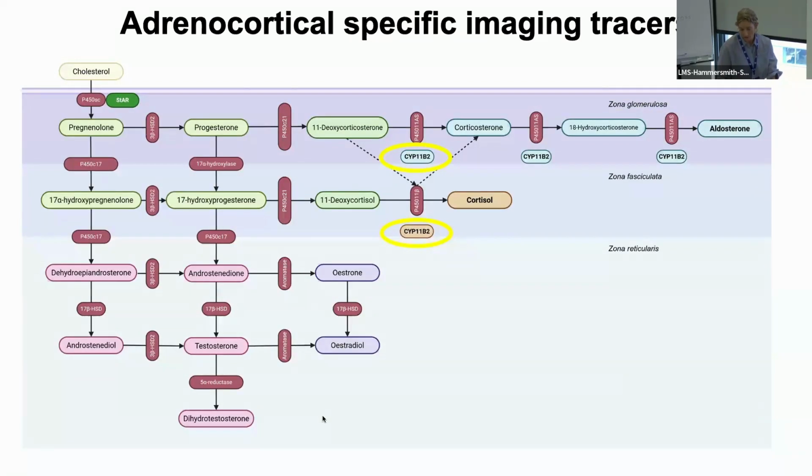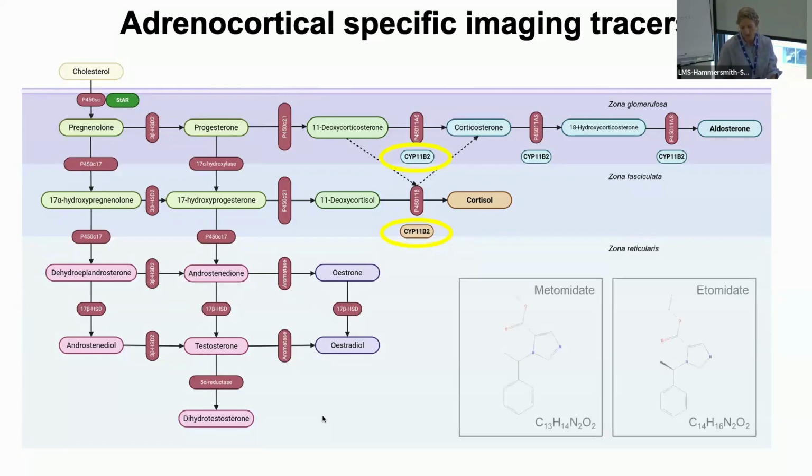This morning, we've heard a lot about adrenocortical specific imaging tracers, including those that bind specifically to CYP11B2, but then also those that bind to both CYP11B1 and CYP11B2. So these are 11-C-metomidate and 18F-CETO, which has now largely replaced 11-C-metomidate in clinical practice, as we heard this morning, both because it has a longer half-life, but also gives us superior imaging resolution.